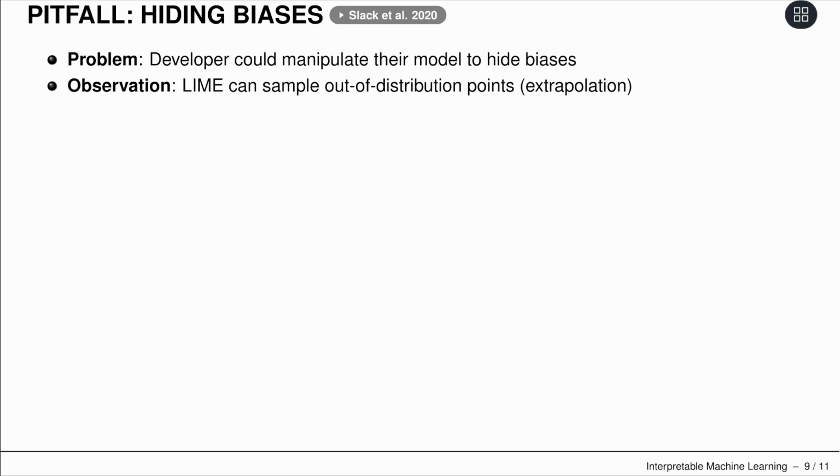Next pitfall is hiding the biases. Actually, it was shown in 2020 that the developer could manipulate the model to hide a bias. And that's of course a problem, right? If someone would like to deploy it with malicious intent, for example for discrimination, they could do it, and I will not necessarily help you figure that out.